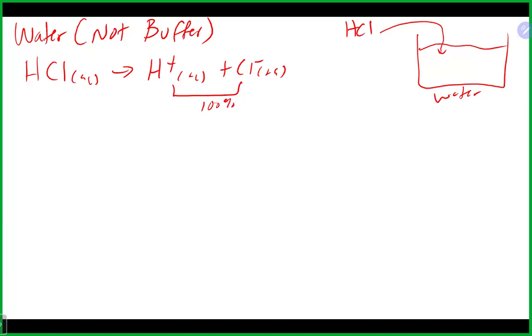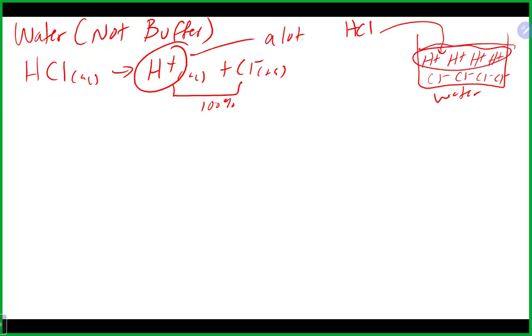And what you're going to have in that solution of water that you just added HCl to is a bunch of H pluses floating around and Cl minuses floating around. Now, really important in this situation: you just created a lot of free H pluses really quickly by adding that to water that's not a buffer.